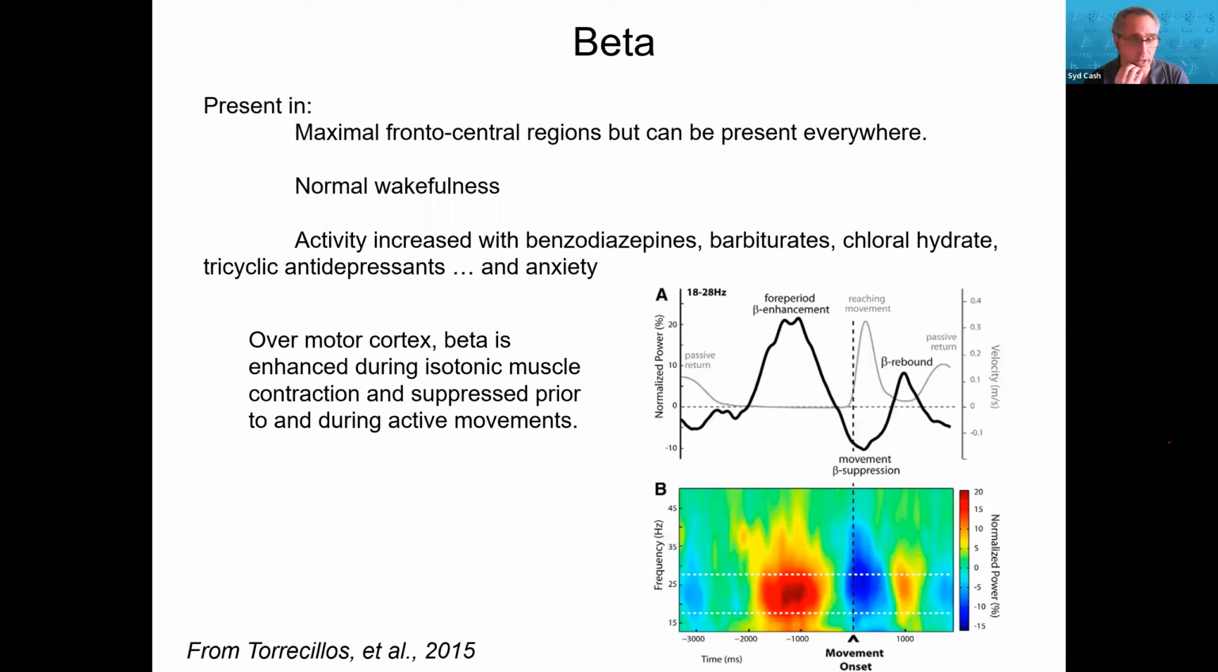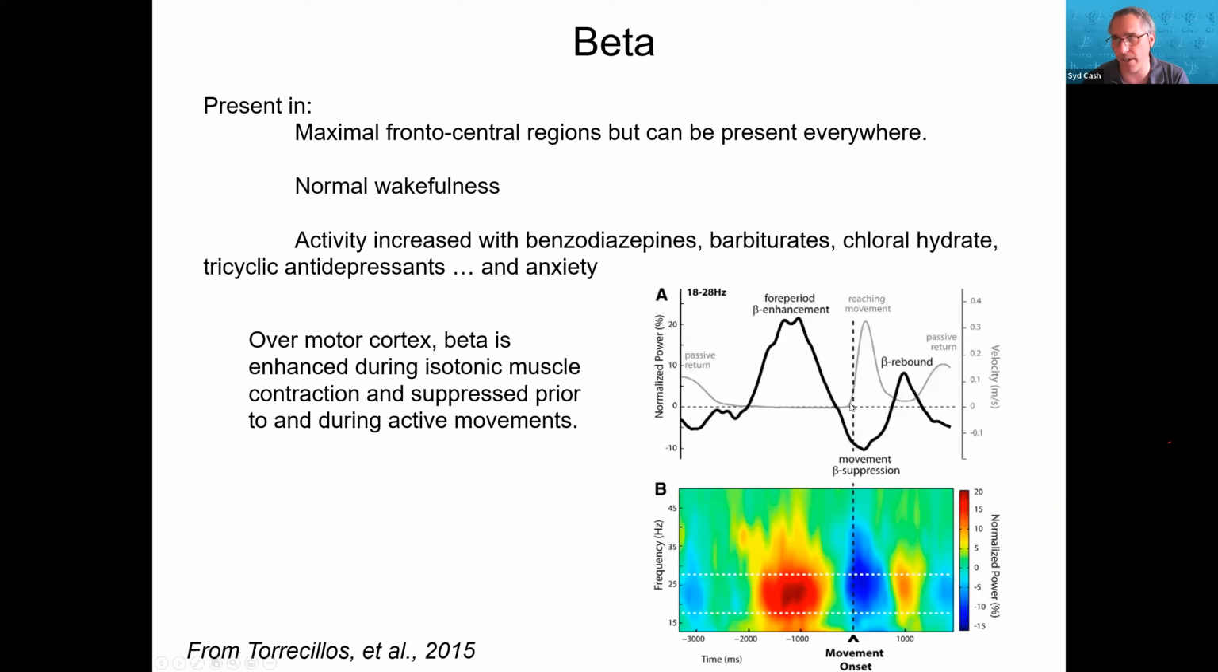Over the motor cortex in particular, beta is present and is enhanced during an isotonic muscle contraction and then suppressed prior to and during active movements, specific goal-directed movements. This is an example that I took from a paper from Torcillos. In the panel right here, you're seeing in black the beta band power in a normalized way, and in the light gray behind it is the movement.